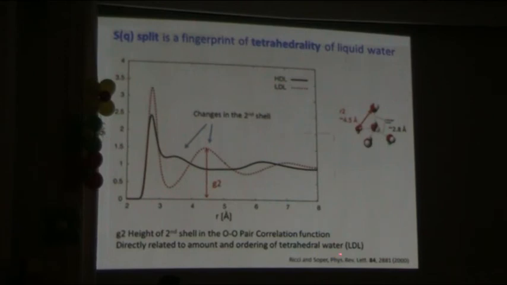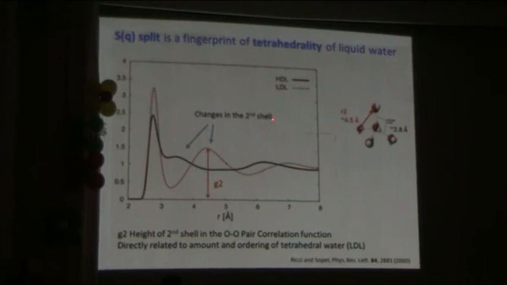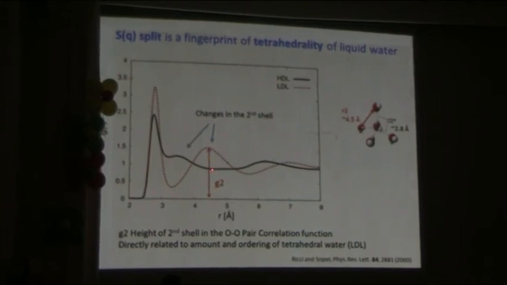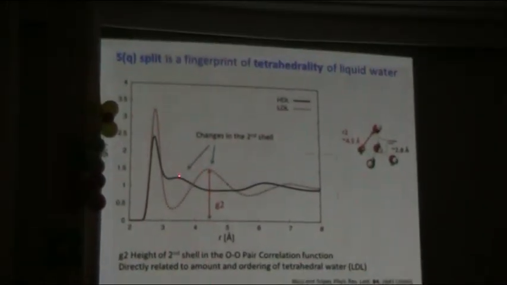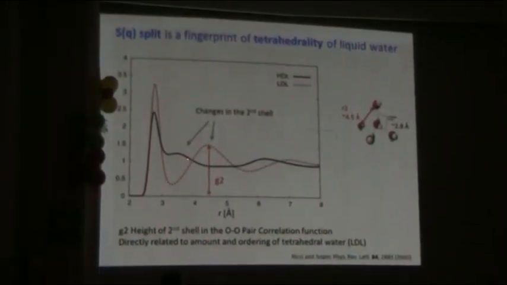This is from neutron diffraction data by Ritchie and Soper. The high-density liquid is characterized by a collapse of the second shell, and molecules also from the first shell have moved into the interstitial region. There's very little contribution here. Now this position corresponds to the distance between the nearest neighbors to this molecule.